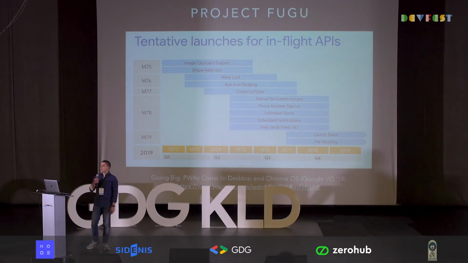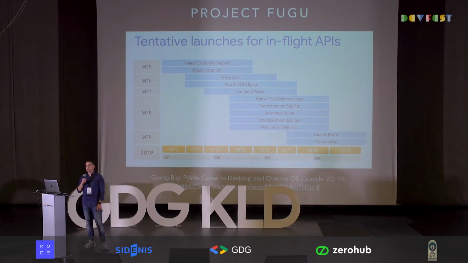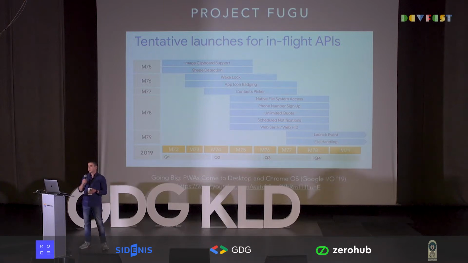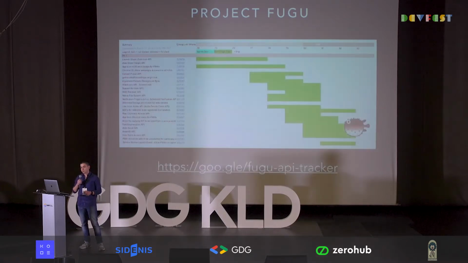And currently, Google works on a project called Fugu. This project started by Google a couple of years ago to fill the gap between native mobile apps and progressive web apps. The idea is delivering some capabilities, catching up with several in-flight APIs. And especially this year, you can see the roadmap for delivering some of the APIs. And there's also live documentation for the current status of APIs being developed by Google. You can visit this link and see the current status.